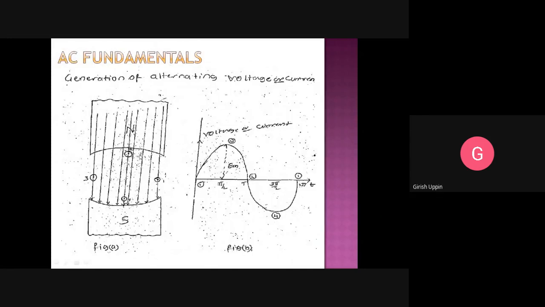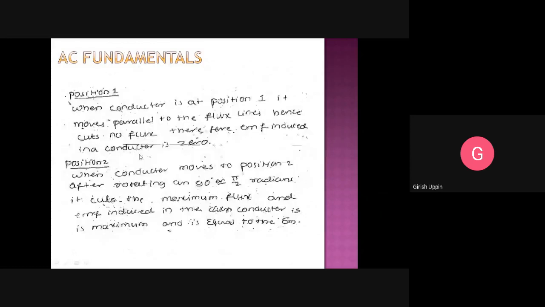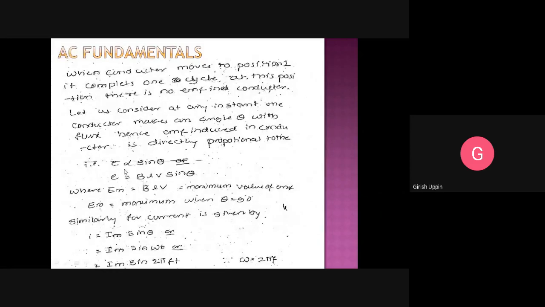At that point of time, what is the EMF induced? The EMF induced at that position is directly proportional to sine theta, where theta is the angle between the direction of the motion and the flux. So how much EMF is induced is directly proportional to the sine of the angle. When the conductor is at position 1 and 3, the angle is 0. Sine of 0 is 0. That is why the EMF induced is 0.